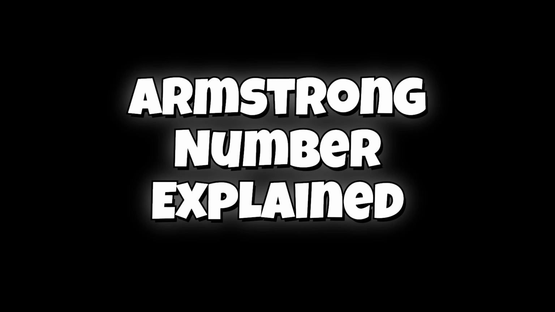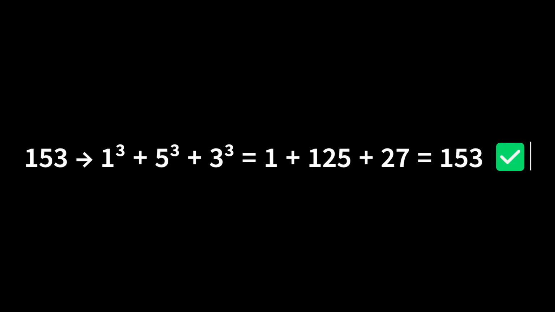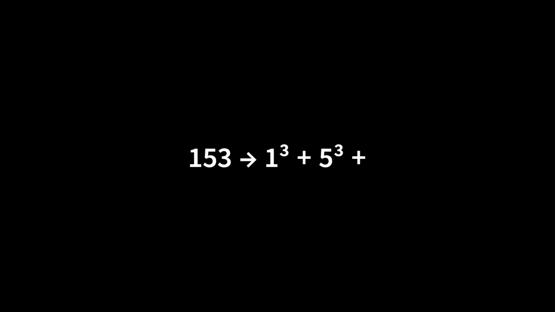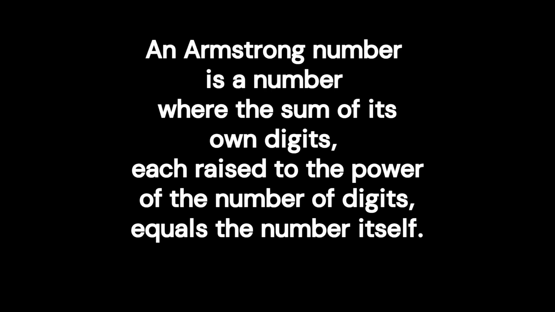Today we are going to explore an interesting mathematical concept, and its name is Armstrong numbers. When you write 153, it contains 3 digits. If I cube all 3 digits and then sum all 3 of them, it comes out as 153. An Armstrong number is a number where the sum of its own digits, each raised to the power of the number of digits, equals the number itself.